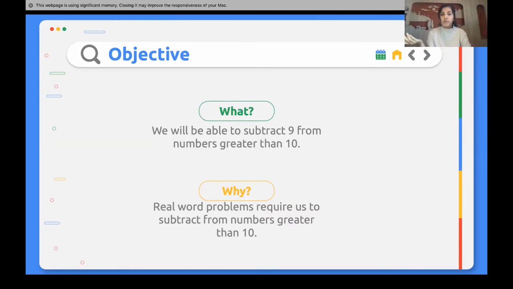Or it could be about cookies. You have 12 cookies and your dad told you that you have to share 9 of those cookies with him. So you have to know how to subtract 9 from the teen numbers, or numbers greater than 10.